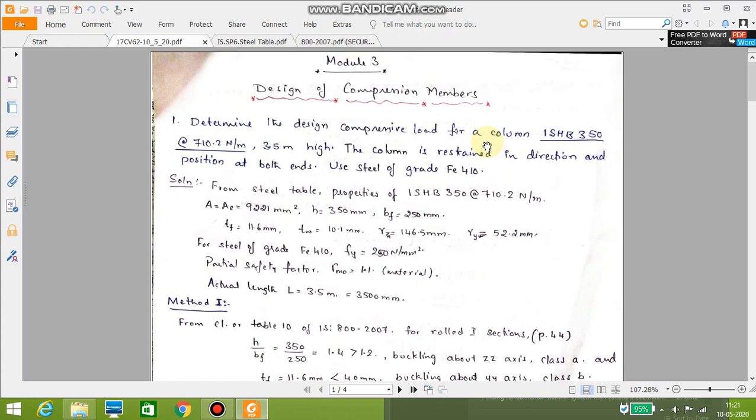First problem, let us see. Determine the design compressive load for a column ISHB 350 at 710 Newton per meter, 3.5 meter height. The column is restrained in direction and position at both the ends. Use Fe 410 grade steel.